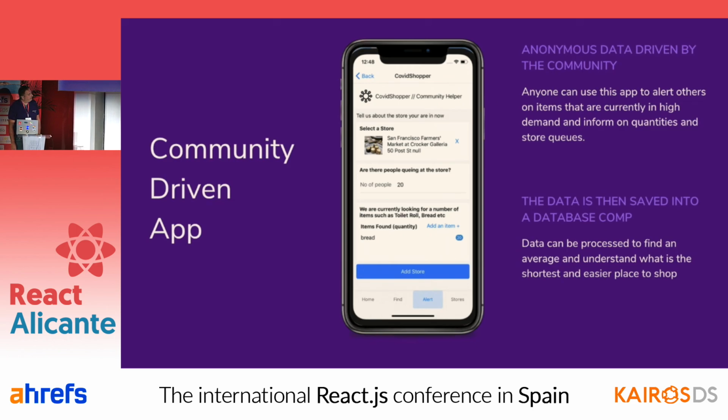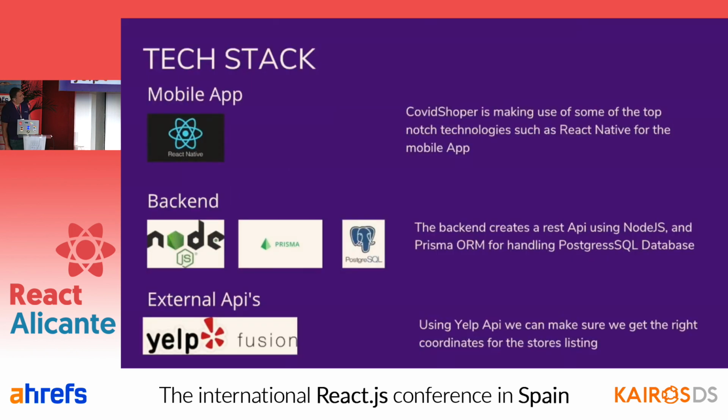The application has been built using React Native for the mobile native app. The backend is consisted of an ORM technology called Prisma that makes queries and saves data in Postgres. The system is using Yield Fusion to locate the correct store.